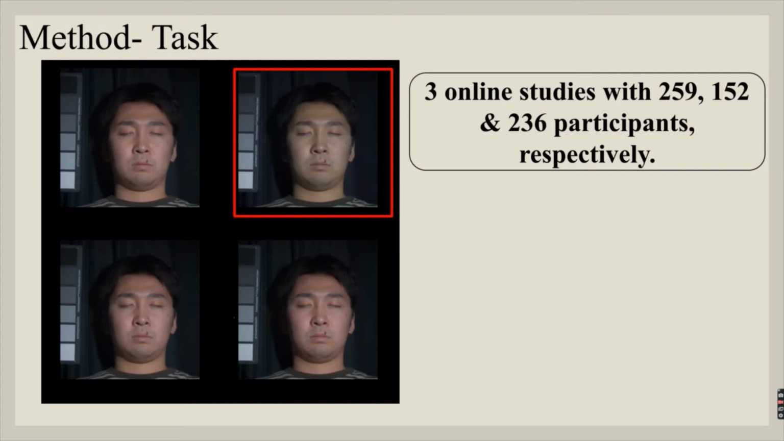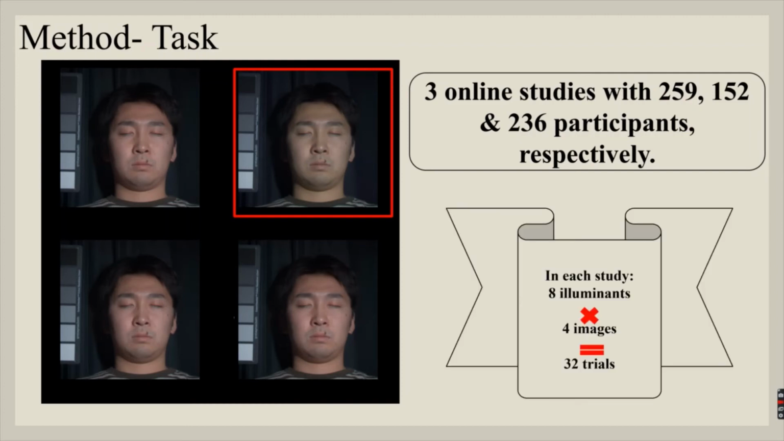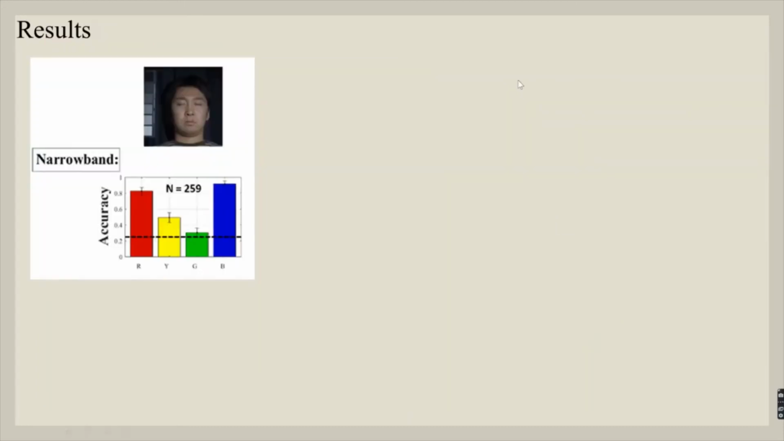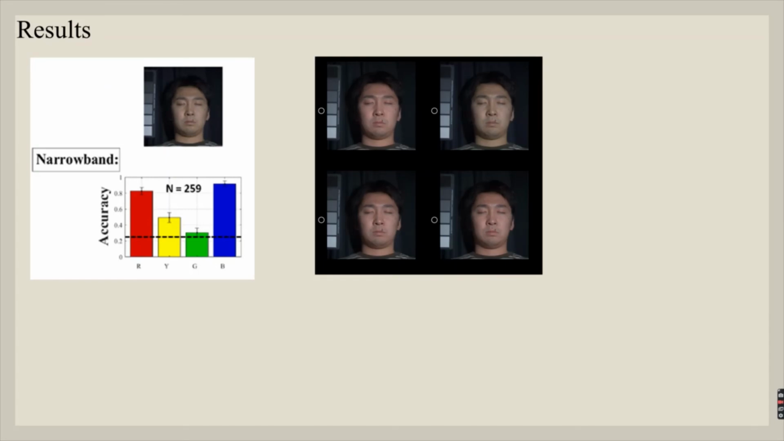We conducted 3 studies with many participants, and in each study we had 8 illuminants and 4 scenes, which resulted in 32 trials. Here we can see the results for the scene shown above on the narrowband illuminance. The 4 bars correspond to 4 illumination colors in our studies, and the error bar shows 95% confidence interval. Statistically speaking, each image here has 25% chance of being randomly selected, so where our algorithm didn't work, participants managed to spot a different one. As a result, the proportion of correct responses, or as we named it on the y-axis, accuracy, should be significantly higher from the chance level, which is shown here by the dashed line.